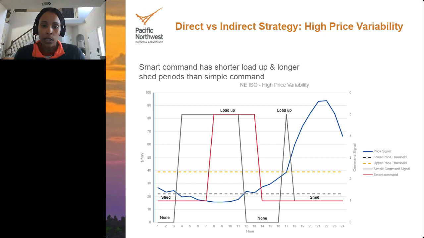The dashed lines here represent the upper and lower price thresholds. For the simple approach, we can see that whenever the price is above the upper threshold, the command is to shed. If it's in between those two thresholds, then there's no command sent. And if the price is below the lower threshold, the command is to load up. So this just shows the differences between how the smart algorithm generates the commands versus the simple direct approach.